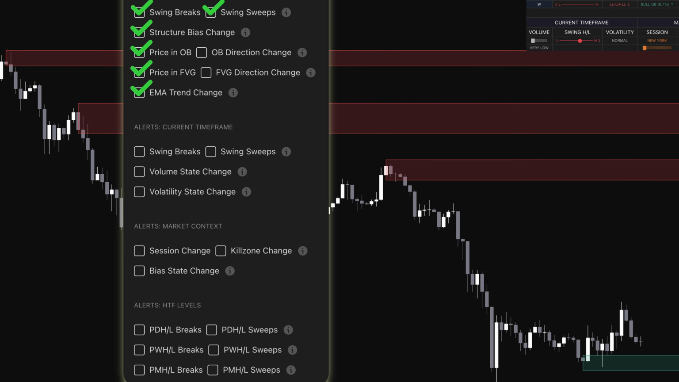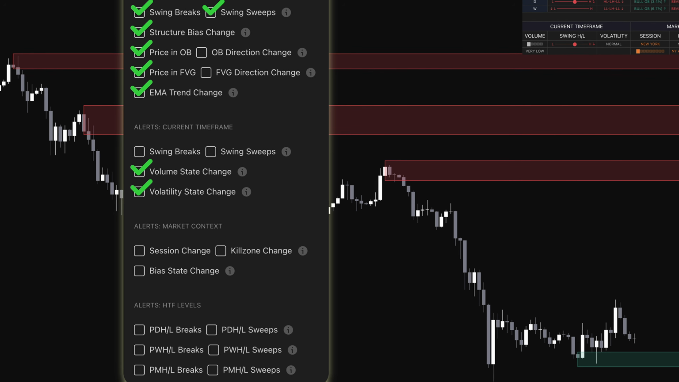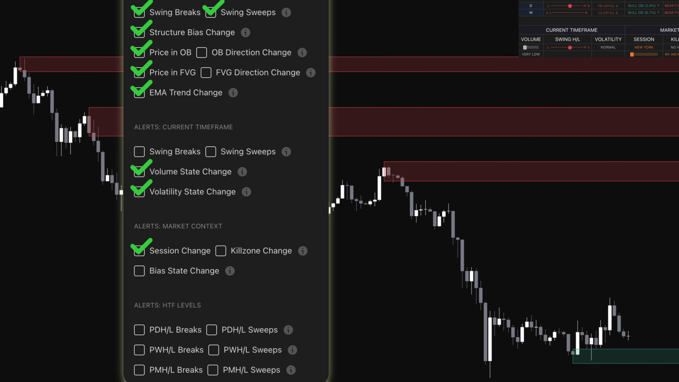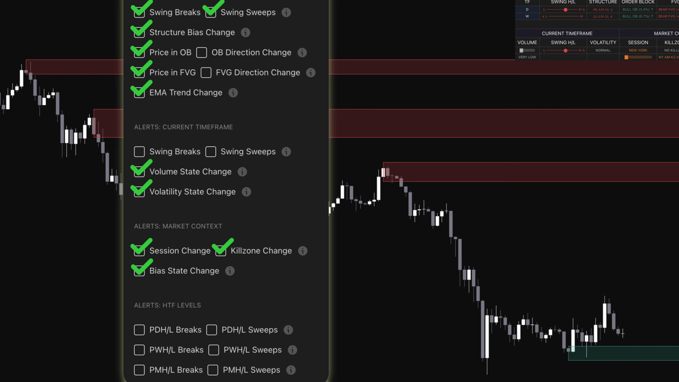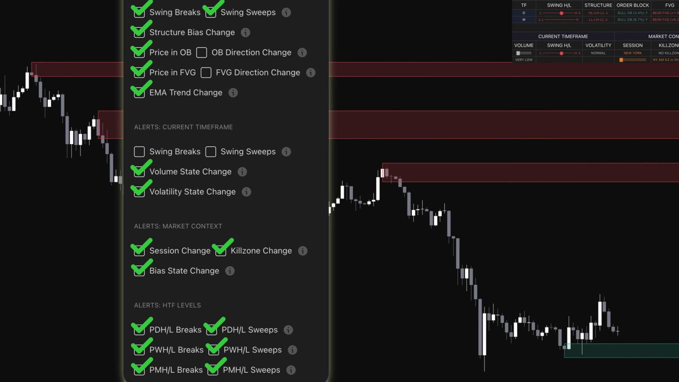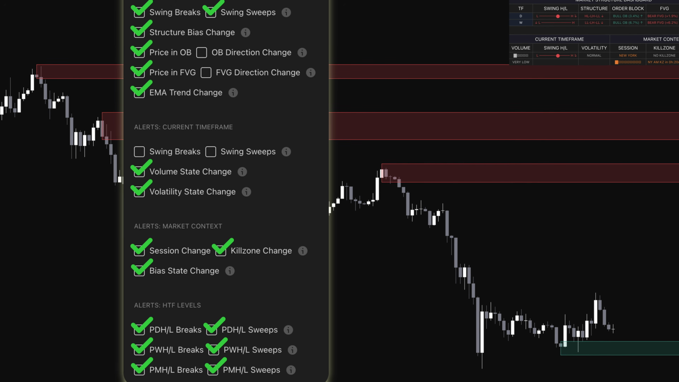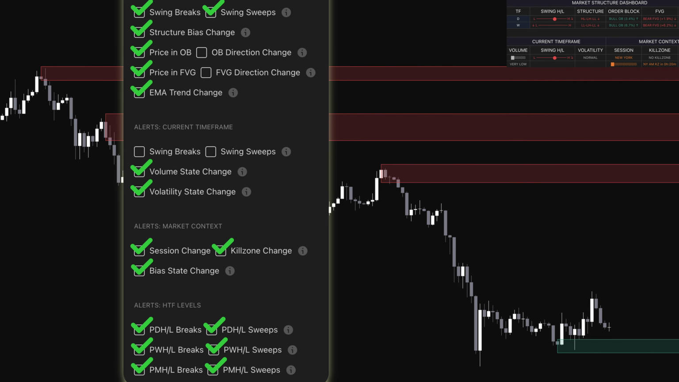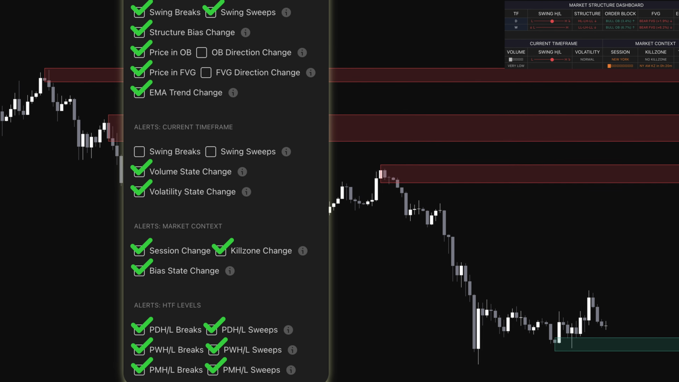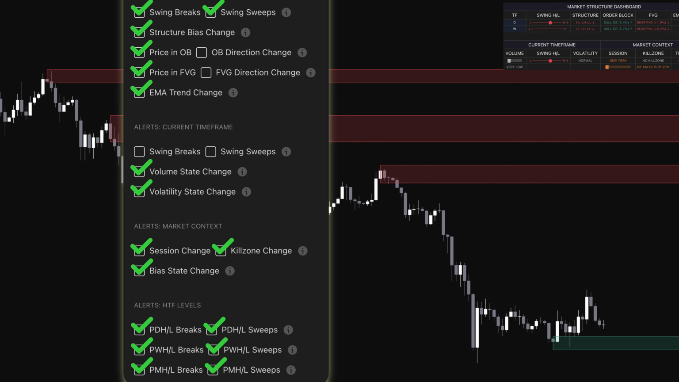The alert system covers swing breaks, sweeps and reclaims, structure bias changes, price entering order blocks or fair value gaps, EMA trend flips, volume and volatility state changes, session and kill zone transitions, trend bias shifts, and all 6 HTF level break and sweep combinations. Traders can run this without watching the screen and still get notified when conditions change across any monitored time frame.